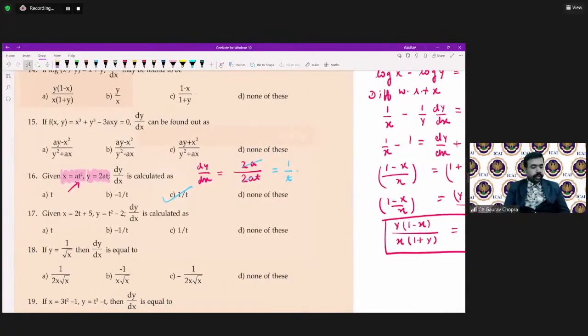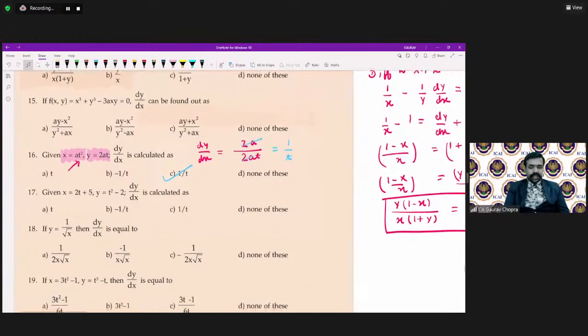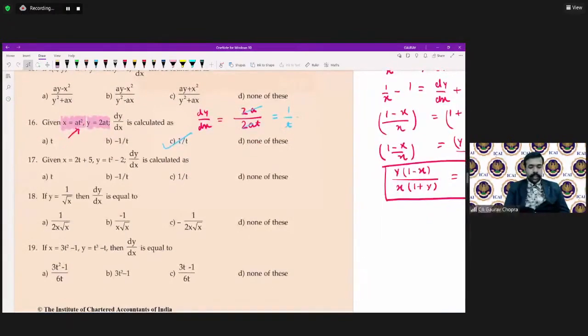Now, let me take the next question. 16 we have discussed today. Then 17 is similar to 16. All right, so the same pattern as we solved question 16, you have to solve question 17 in the same pattern.